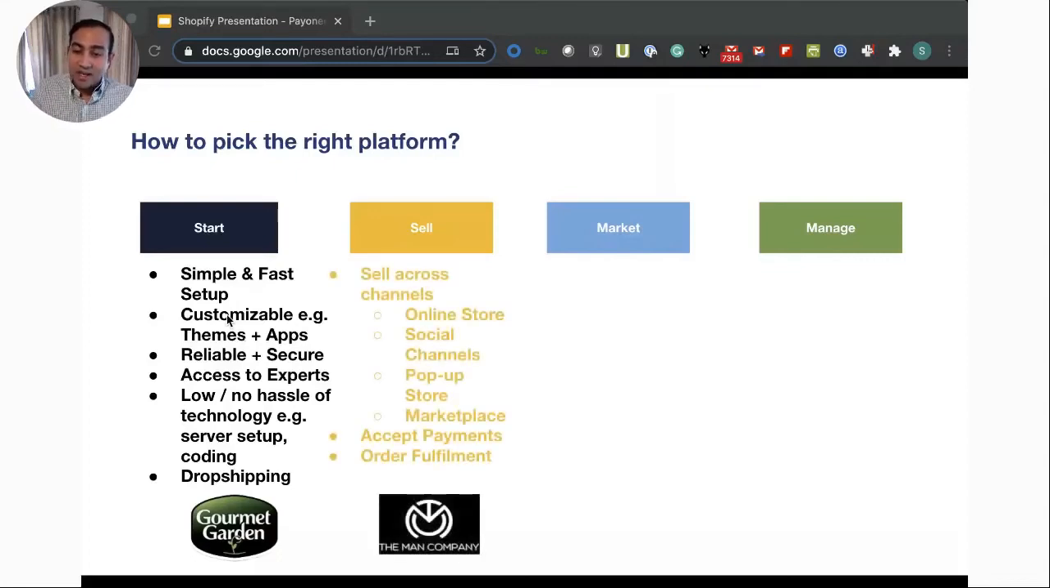Selling, I think it's very important that the platform helps you sell across channels and integrates well with those channels. Whether it's your online store, social channels like Facebook, Instagram, or if you're doing pop-ups to drive higher sales. I'm not sure when we'll get back to doing these, but hopefully soon. And then also integration into marketplaces. You should be able to accept payments, both domestic and global, as well as be able to fulfill your orders. Man Company is a great example of a brand on our platform that's been doing that really well.